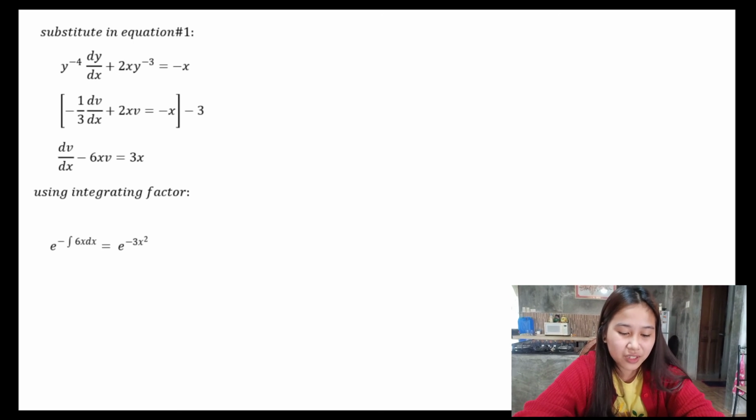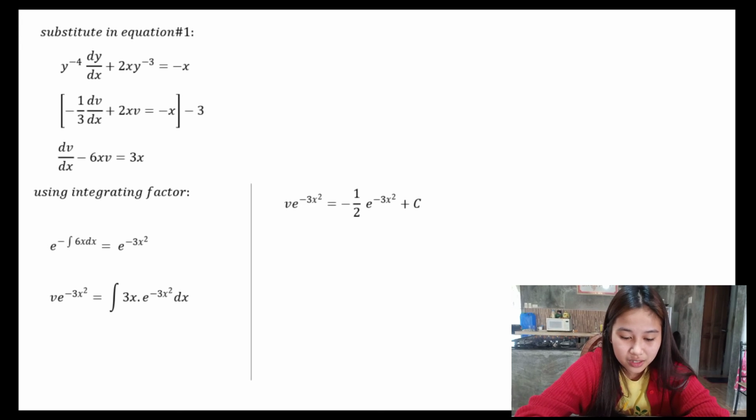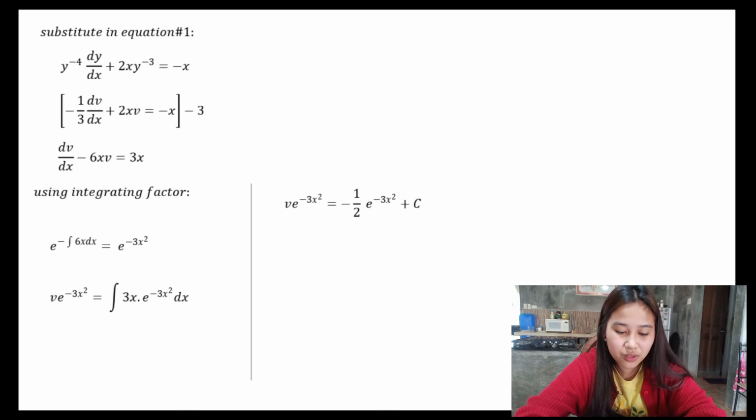And ito na yung integrating factor na na-discuss ng ibang grupo. E raised to negative integral of 6x dx is equals to e raised to negative 3x squared, kasi yun yung integral ng negative 6x dx. And v times e raised to negative 3x squared is equals to integral of 3x times e raised to negative 3x squared dx. And magkakaroon tayong sagot na v times e raised to negative 3x squared is equals to negative 1 half e raised to negative 3x squared plus c. Ito na yung equation number 2 natin.